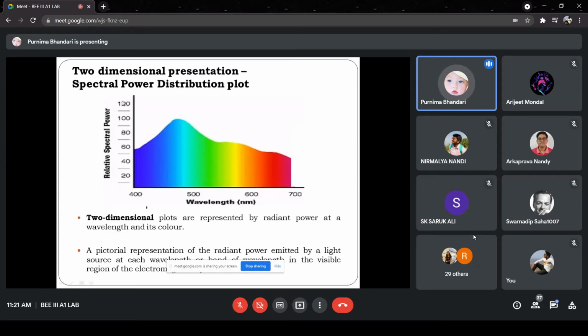This is the two-dimensional presentation, the spectral power distribution plot, where you get the wavelength information as well as the power, meaning how much power is radiated at each wavelength. There is another instrument called a spectroradiometer. From the name you can understand it measures the spectral power at each wavelength. But here we are not going to do that experiment. Here we will only get the one-dimensional presentation. This plot is called the SPD, or spectral power distribution curve.